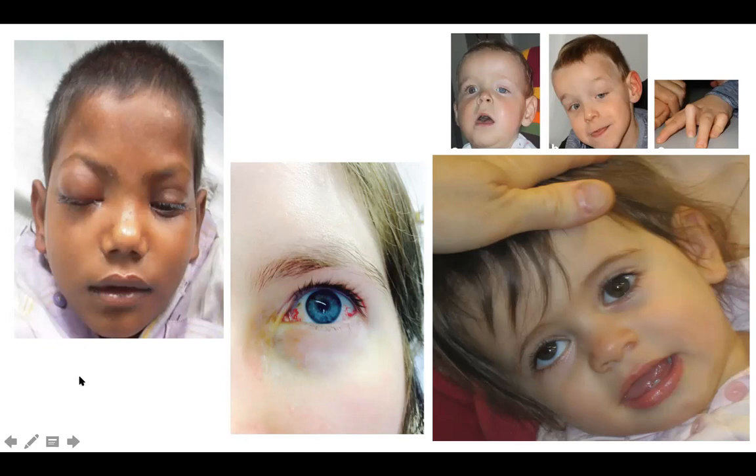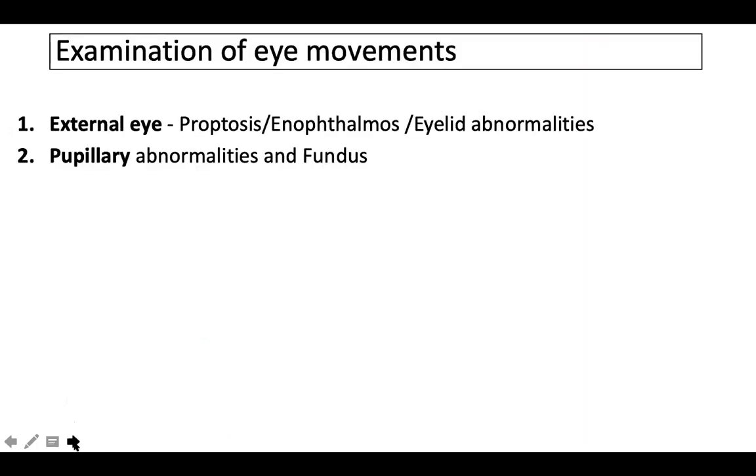So maximum clues can be obtained from general physical examination with repeated training and practice. Once you start examining your eye movements, we go systematically. We have to see what is outside the eyes. Are you able to see any obvious swellings? How are the eyelids? Is there any obvious ptosis? What is the size of the eyes? Is there enophthalmos or exophthalmos? And what are the eyelid abnormalities? And then, of course, we look at the anterior segment of the eyes. We look at the pupils.